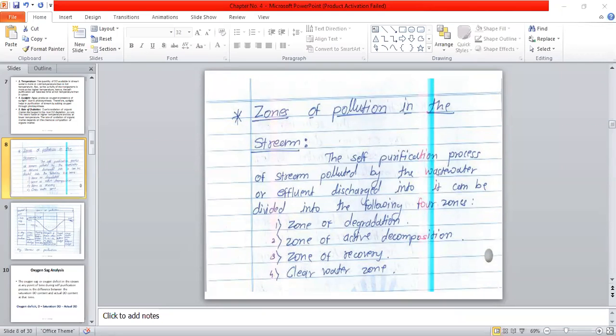Okay, this zone is just after the degradation zone, and darker than the previous zone.